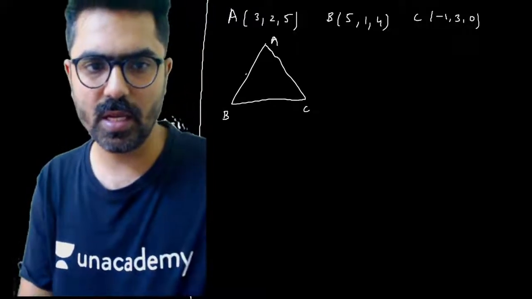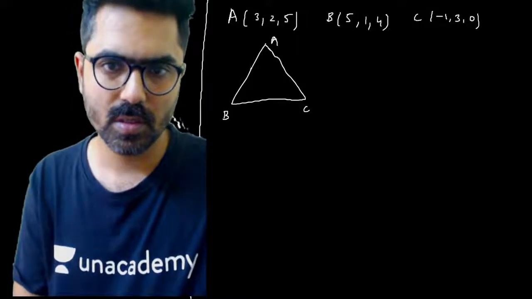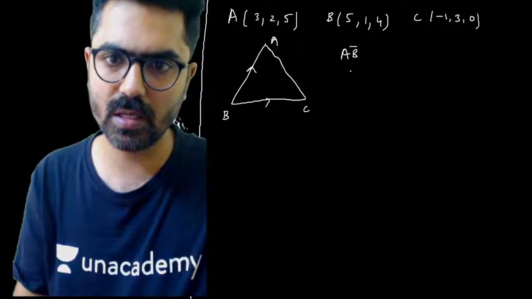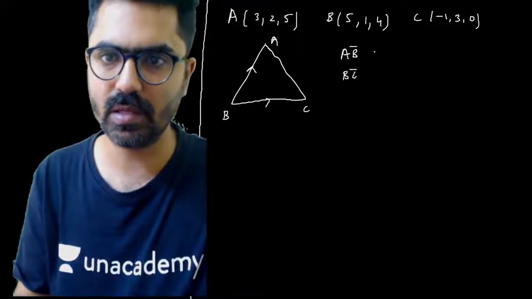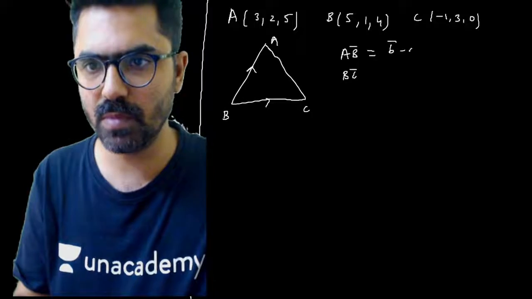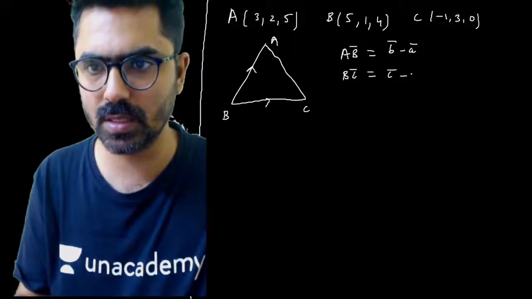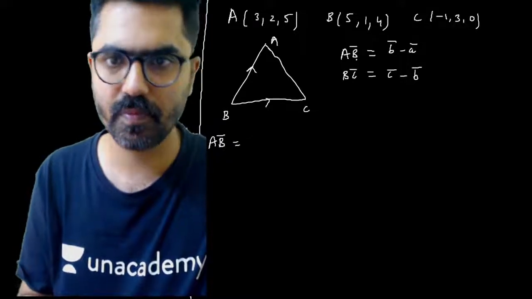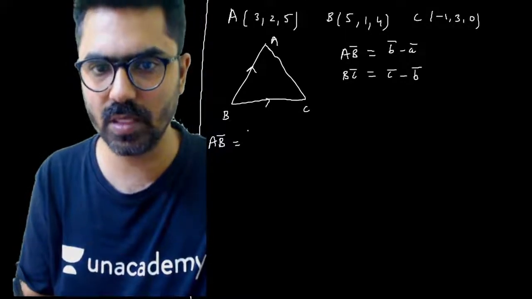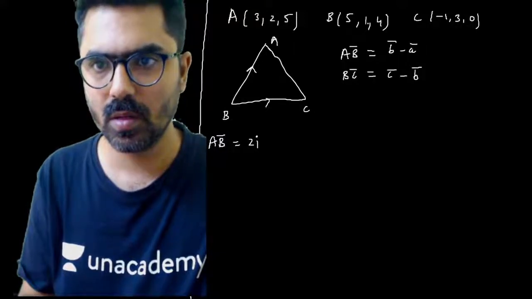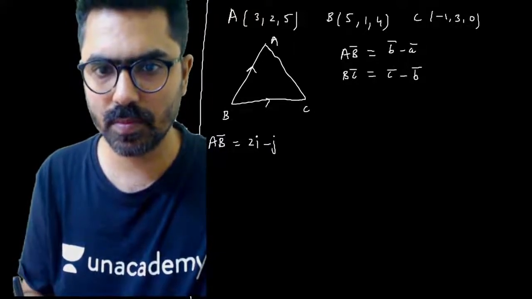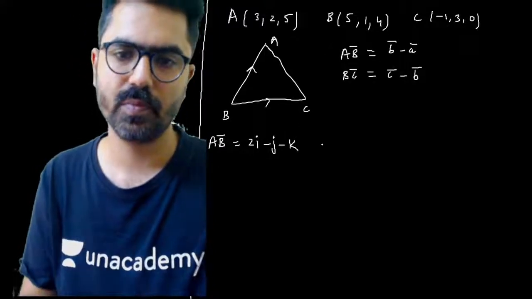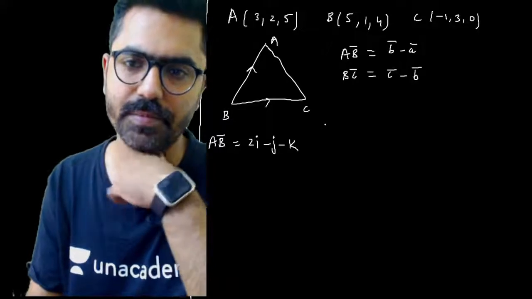To find the area of the triangle, we are going to use the cross product of two vectors, which are the AB vector and the BC vector. How to find the AB vector? By the concept of position vector, it is B minus A, and the BC vector is C minus B. So AB vector is B minus A: 5 minus 3 is 2i, 1 minus 2 is minus j, 4 minus 5 is minus k. This is what we have got as the AB vector.